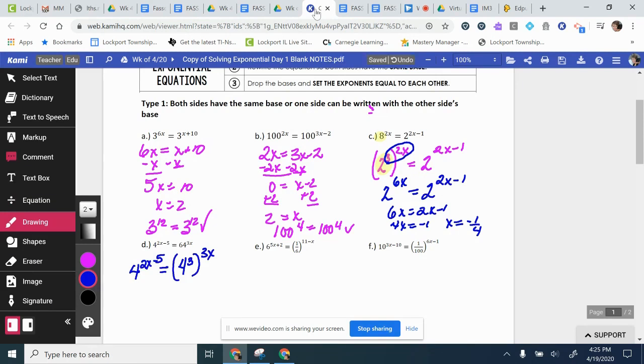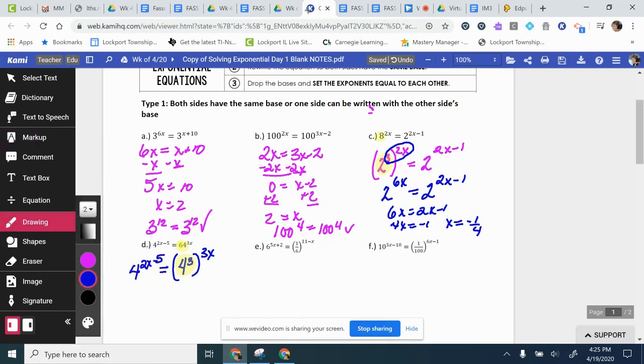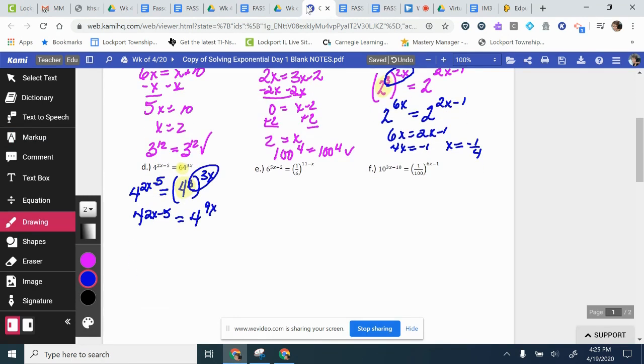And what is getting replaced here? The 64 is replaced with 4 to the 3rd. And then we're going to use our properties of exponents. And I'll have 4 to the 2x minus 5 equals 4 to the 9x. Now I have equal powers, same base, set the exponents equal to each other, and solve for x. And we can always check.